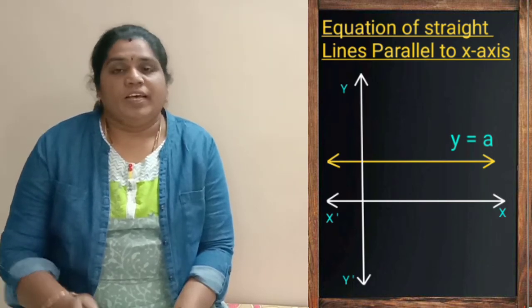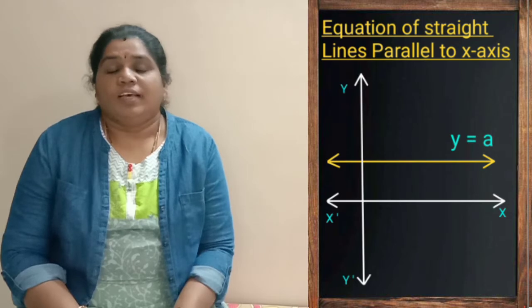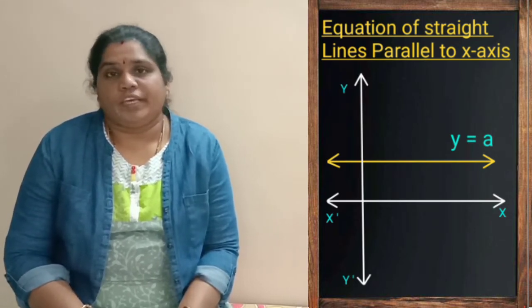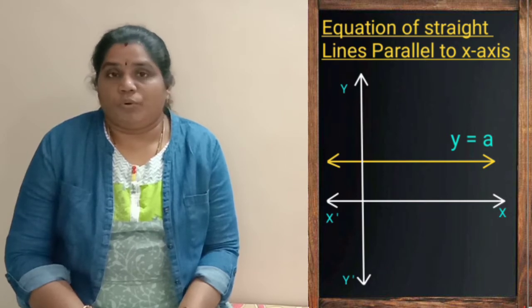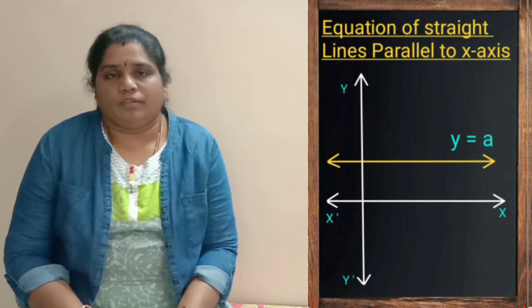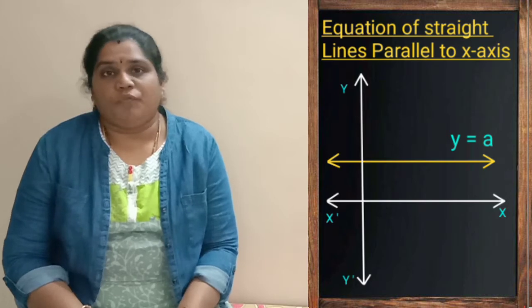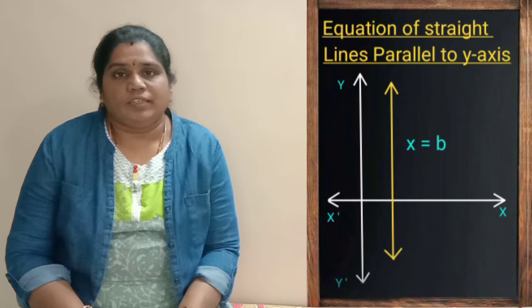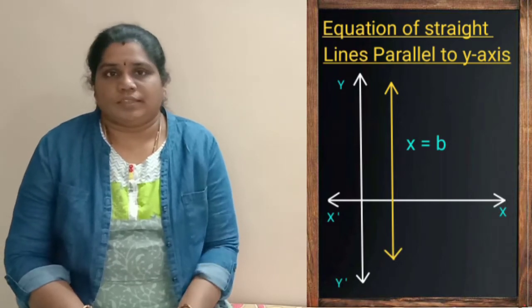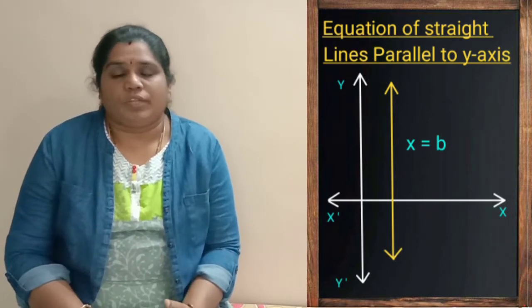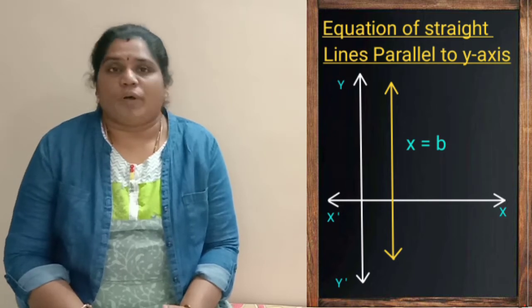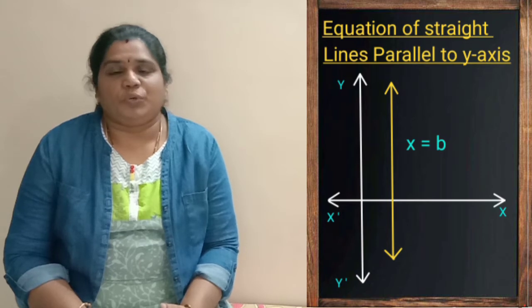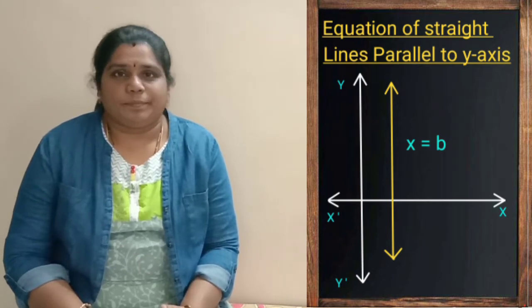If a line is parallel to the x-axis, then the equation of the line is x is equal to a. It can be x is equal to a or x is equal to b, anything. That a can be any value, that is an integer value. Same way, if a line is parallel to the y-axis, as this image tells you, the equation of the line is x is equal to b.